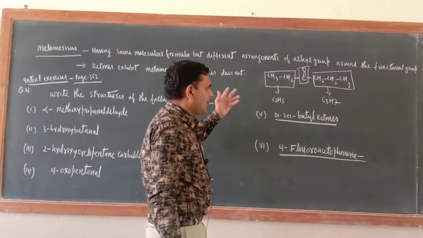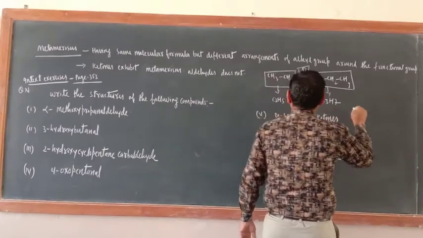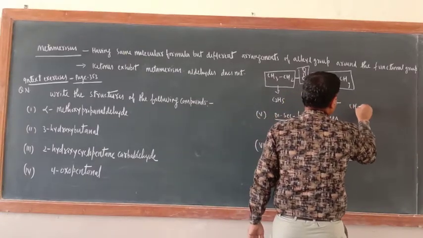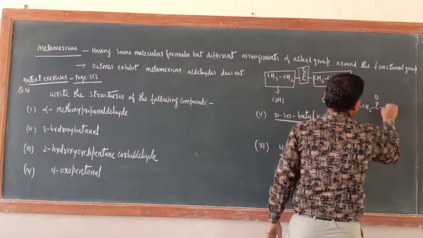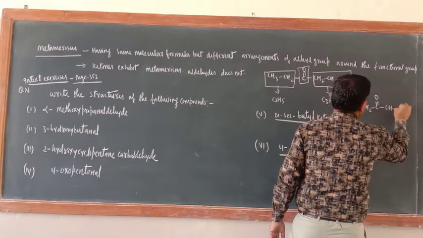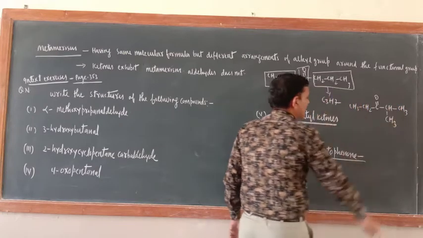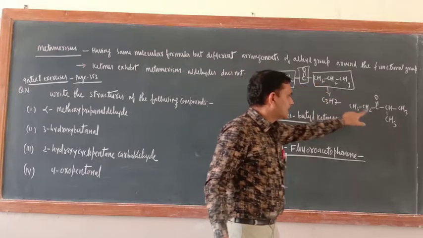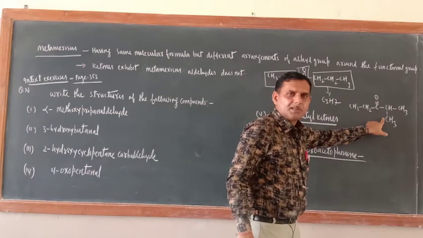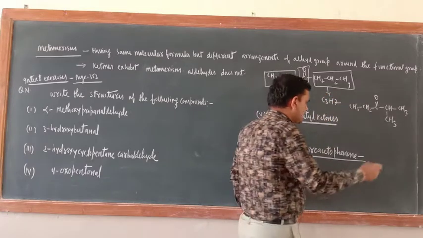See, the same chemical compound can be written like that also. CH3, CH2, C double bond O, CH, CH3, CH3. Correct or not? So the arrangement is different or not? This is the propyl group, this is the isopropyl group. So the arrangement is different or not?